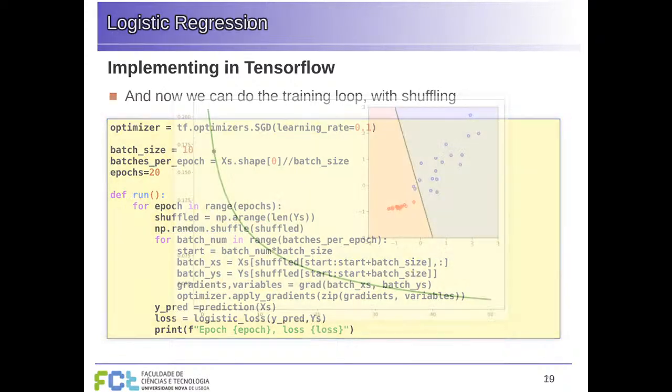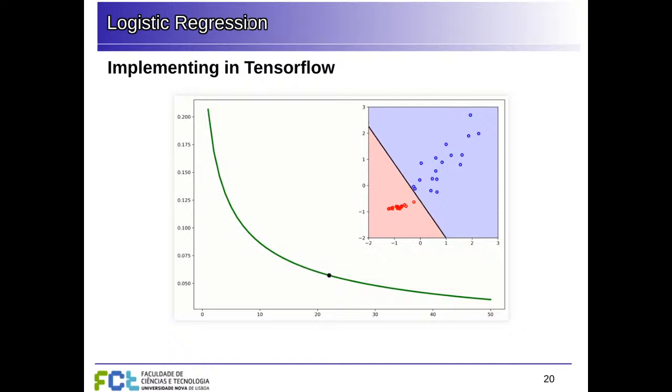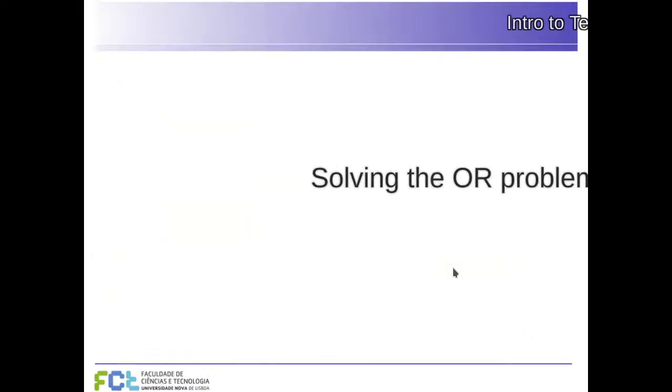Okay, so this is what happens when we are training. During these epochs, these are the number of epochs, we are changing the values of our parameters and adjusting the discriminant, lowering the loss function. So this would be the result after training of our logistic regression.